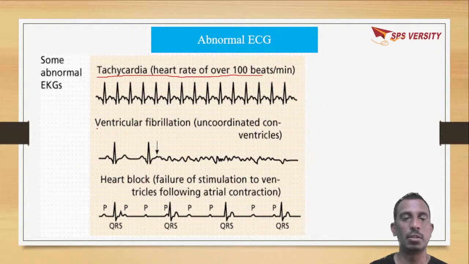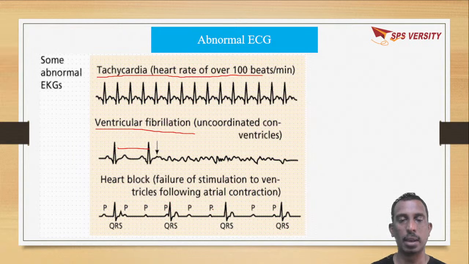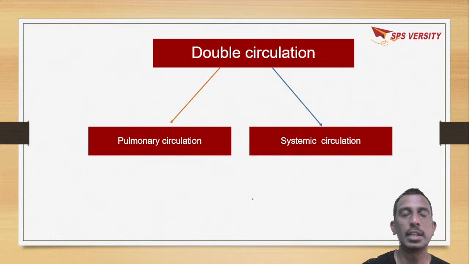And ventricular fibrillation, where there are no proper QRS waves. Heart block, failure of stimulation to the ventricles following an atrial contraction. So there is a long gap between these. So like this, the functioning of the heart is assessed by studying these waves, that is PQRST, which will give a diagnostic report of the functioning of the heart.